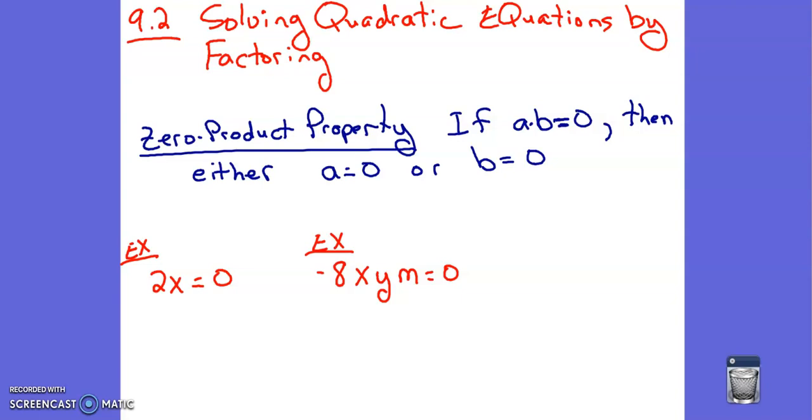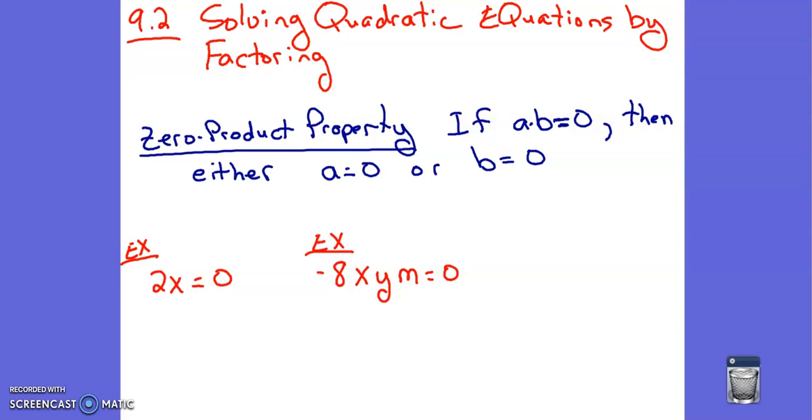This is 9.2, solving quadratic equations by factoring. Last lesson we learned solving quadratic equations by graphing. Remember, solving an equation is finding the solution or solutions that make the equation true. That's what solving means. And quadratic equations are equations with an exponent of a 2. So we're solving quadratic equations, but we're going to do it by a different method called factoring.